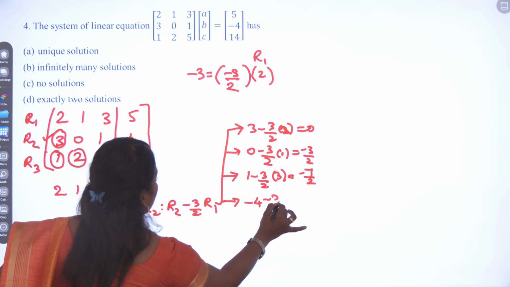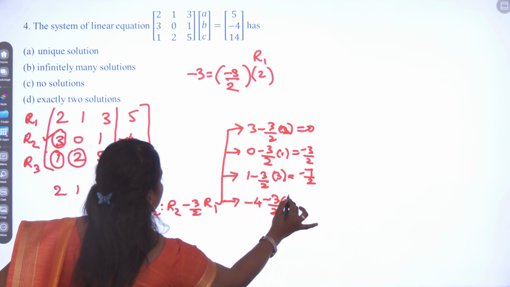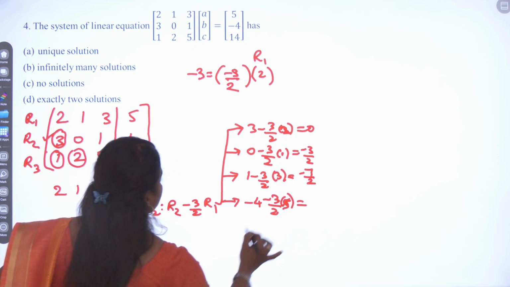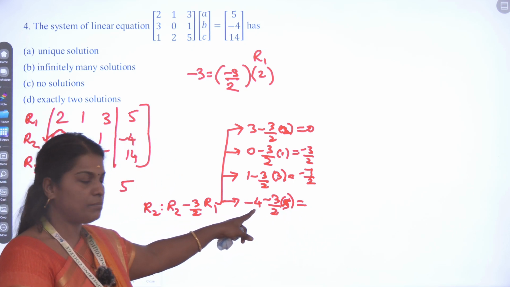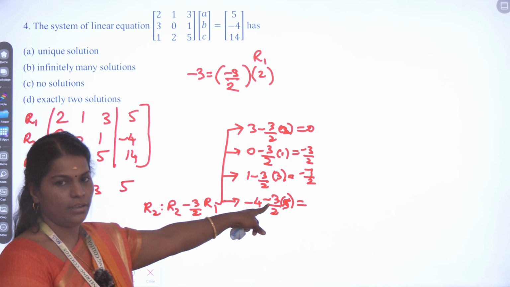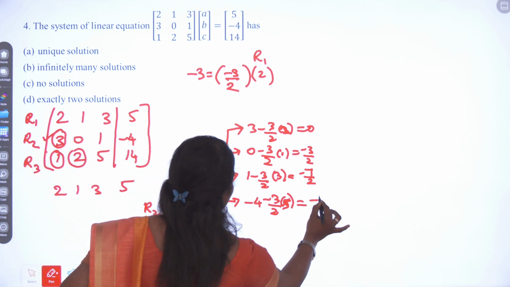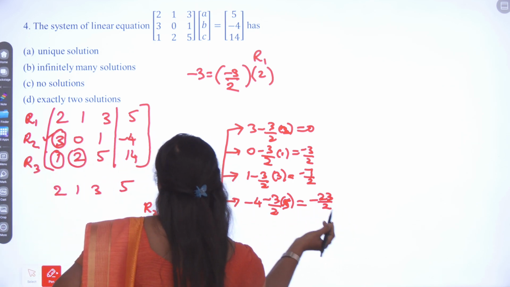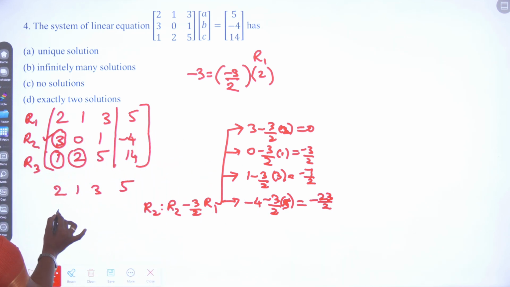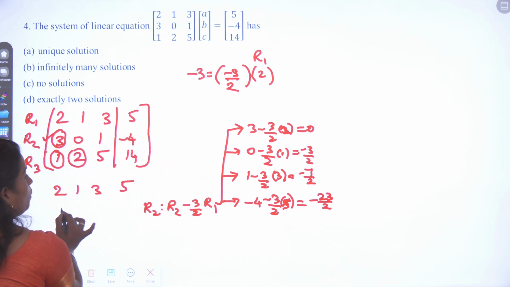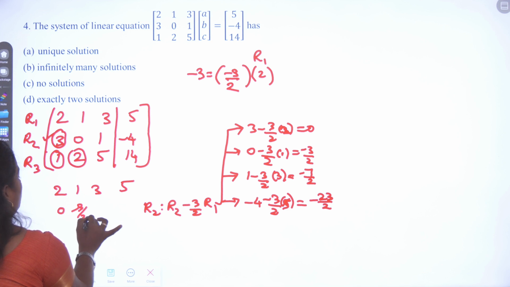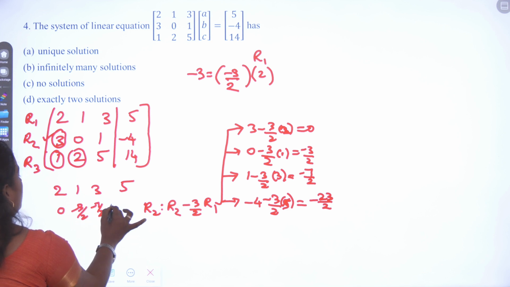Minus 4 minus 3 by 2 into 5, which is 4 2s are 8, minus 8, minus 15. So minus 23 by 2. Writing all those values: 0, minus 3 by 2, minus 7 by 2, minus 23 by 2.